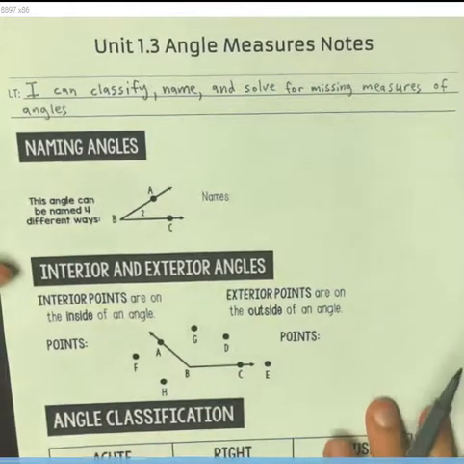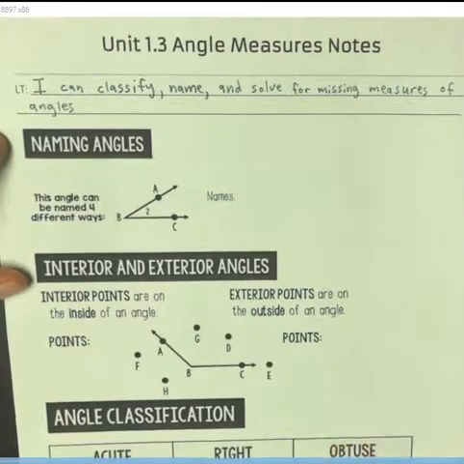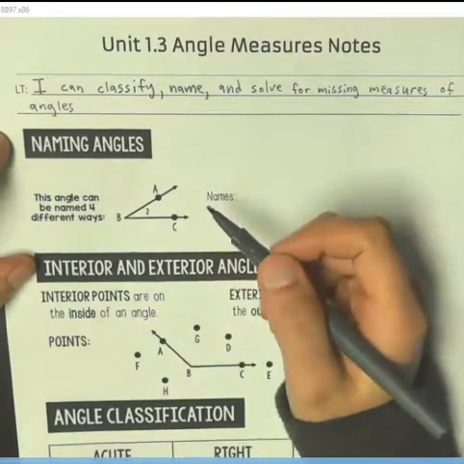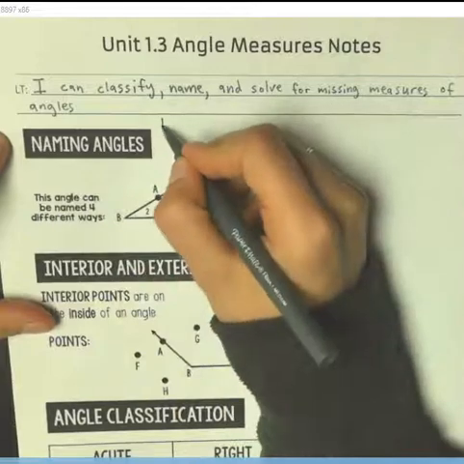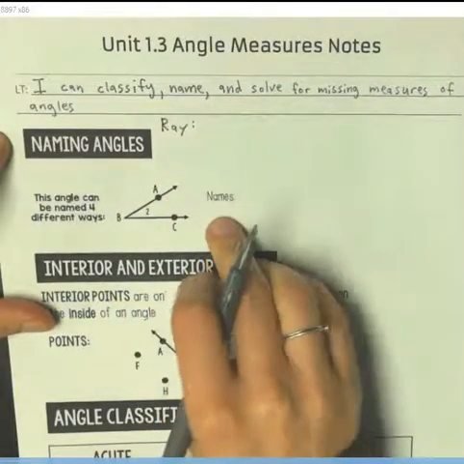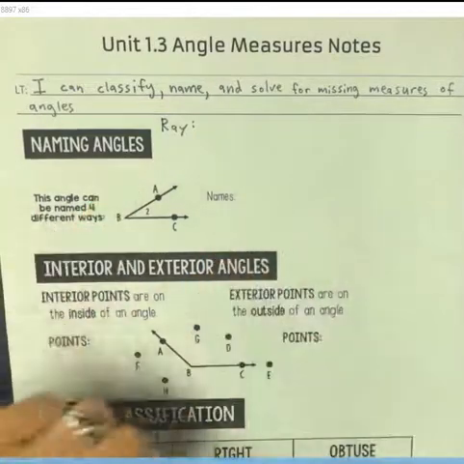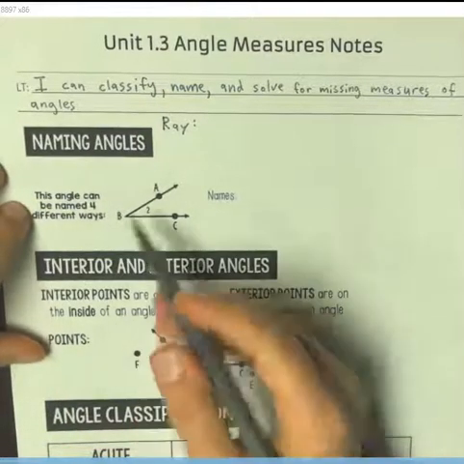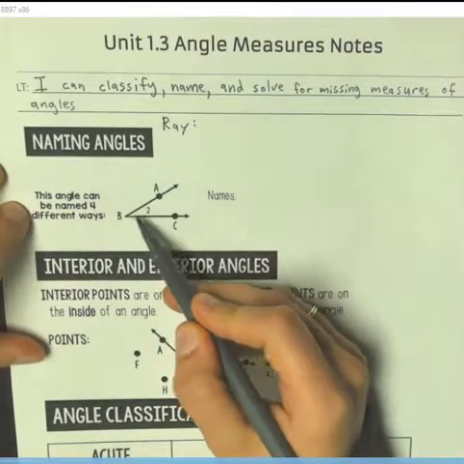Okay, next we're going to look at what are angles. Well, in order to define angles, we must first define rays. So write ray in your notes. And a ray is part of a line that has an endpoint at one end and goes on indefinitely on the other side. So this is an example of a ray right here.